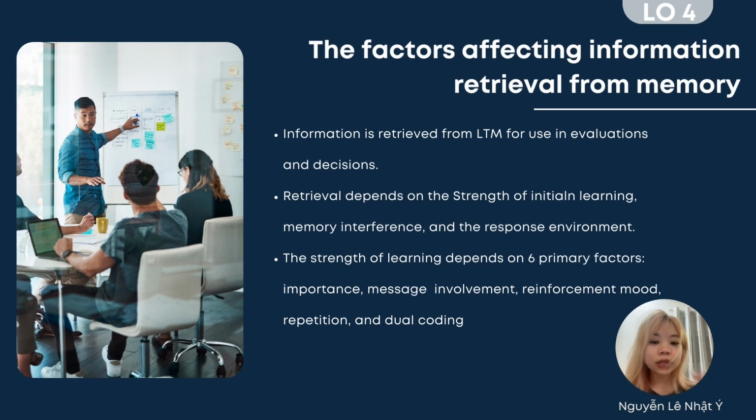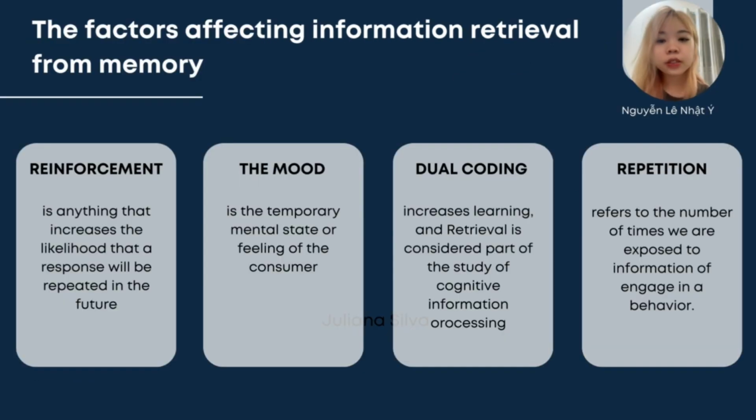We move to the learning objective for the factors affecting information retrieval from memory. The strength of learning depends on six primary factors: importance, message involvement, reinforcement, mood, repetition, and dual coding. Reinforcement increases the likelihood of behavior repetition. Positive reinforcement involves pleasant outcomes, like enjoying a new restaurant and wanting to return. Negative reinforcement is about avoiding unpleasant consequences, such as using a product that relieves discomfort and then buying it again.